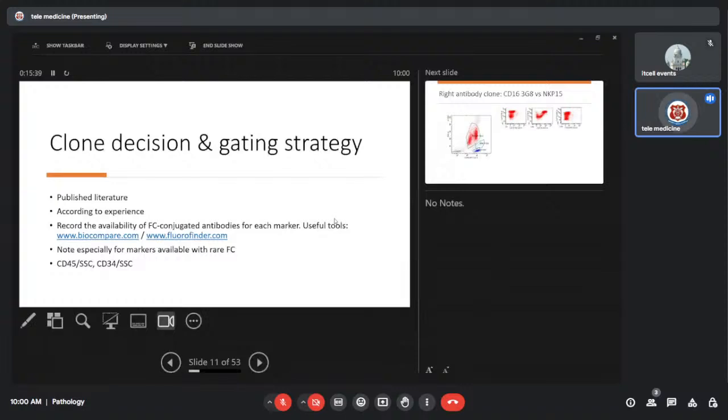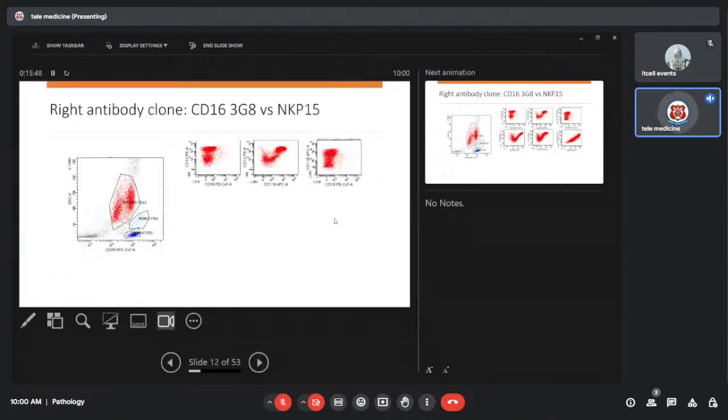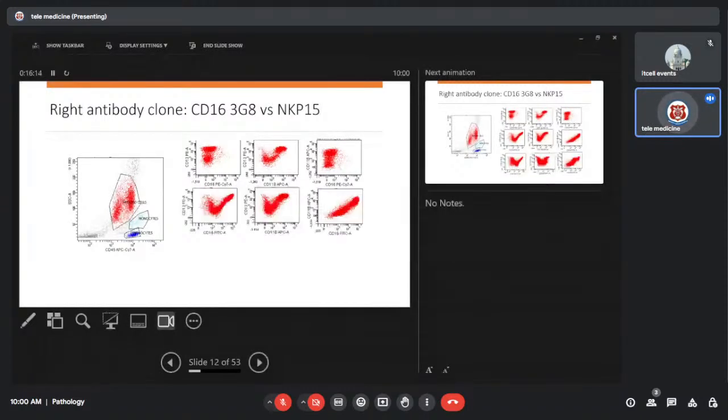This is something where I struggled. So we were using an assay for MDS, and we were using one of the clones for CD16, which was NKP15. And if you look at the myeloid cells for CD13 versus CD11b, which is this middle plot, you clearly see that the marker expression is normal, but we don't have any expression of CD16. Normal internal control, CD16 positive NK cells, but somehow the granulocytes were not reacting with CD16 at all.